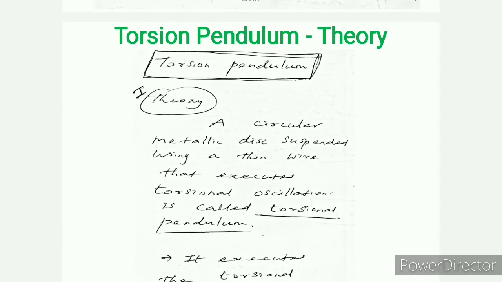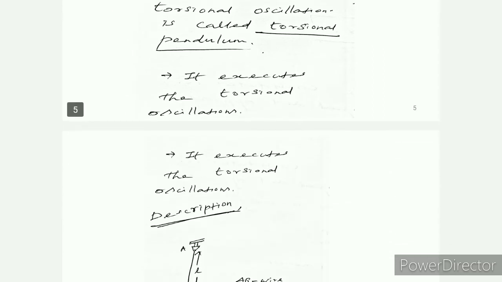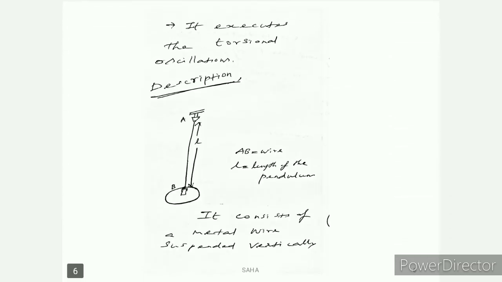The next topic is the torsional pendulum theoretical explanation. This is a Part B question. What is a torsional pendulum? A circular metallic disc suspended using a thin wire that executes torsional oscillation is called a torsional pendulum. Here you can see the diagram. One end of the wire is fixed at the top, and the other end has the disc.